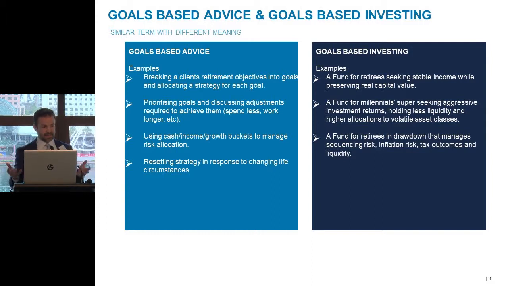And lastly, obviously, something I'm responsible for, a fund designed for retirees in drawdown who are more exposed to sequencing risk, and we need to manage that, have a different tax circumstance, need liquidity and access to their funds. So by defining the type of investor and the type of goal we're pursuing, we can design a fund more tailored to that, and then that becomes another tool in your kit. That goals-based investment fund becomes a tool in your kit when delivering goals-based advice.